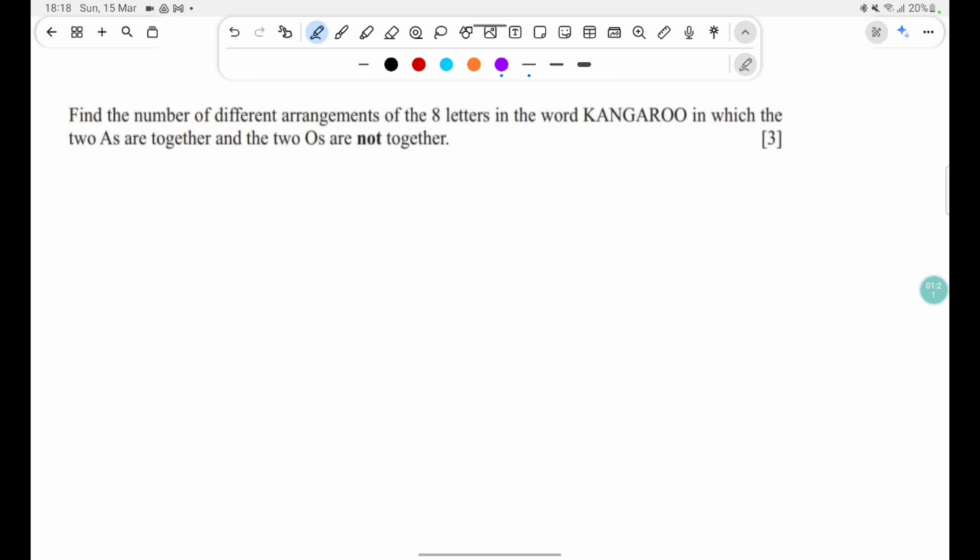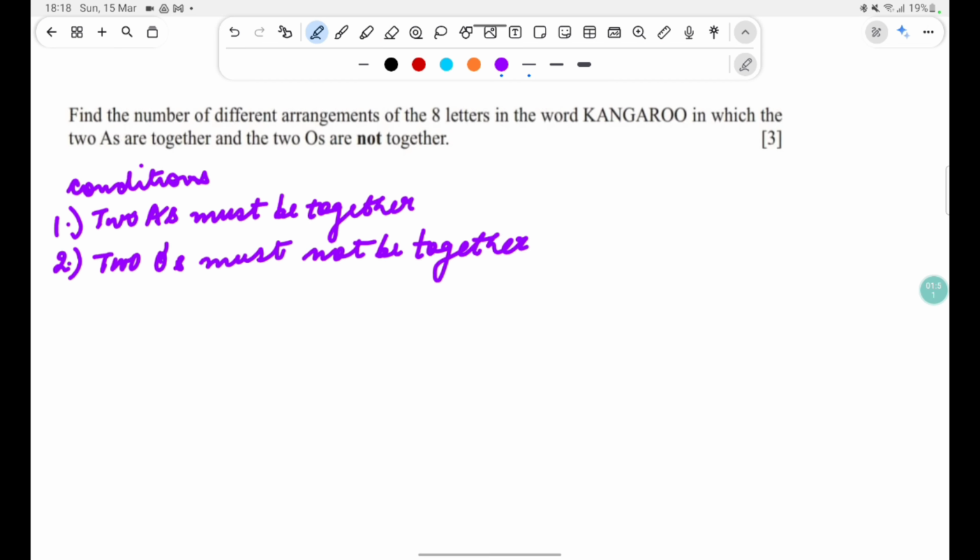First of all, we are given two conditions. Our two conditions are that the two A's must be together and the two O's must not be together. Now our first step will be to treat the two A's as a single block. So the distinct items to arrange will be K, the two A's as a single unit, and then N, G, R, O and O.